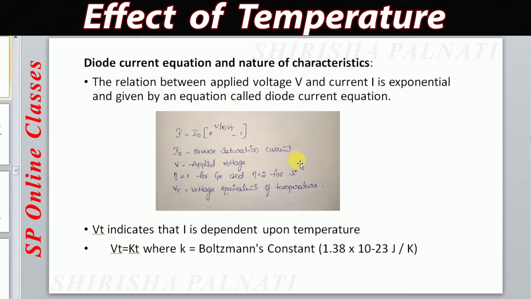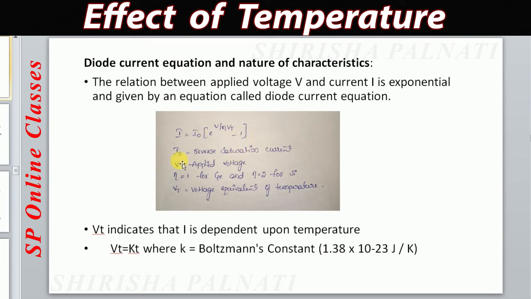In objective-type questions, they also ask what the diode current equation is. In option A they give I equal to I naught e power V by eta Vt minus 1. In B they give I equal to I naught e power V by eta Vt, and next I equal to I naught e power V by Vt minus 1. So the diode current equation is I equal to I naught (e power V by eta Vt minus 1).